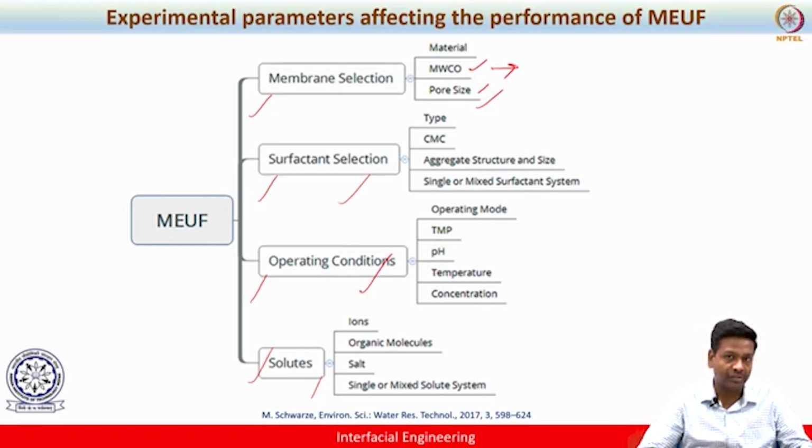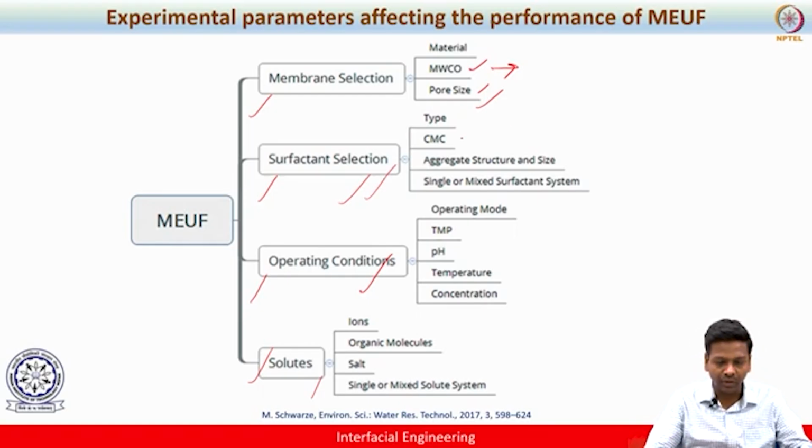So what will happen is, in such a case micelles will also pass through the membrane, so one has to choose the right pore size, the right molecular weight cutoff. The general thumb rule is that the molecular weight cutoff should be at least 3 times smaller than the molecular weight of the solute that we are dealing with. Okay.